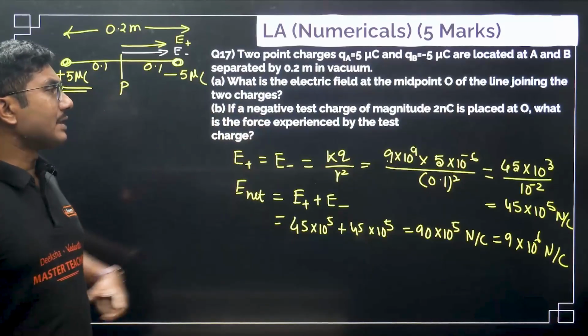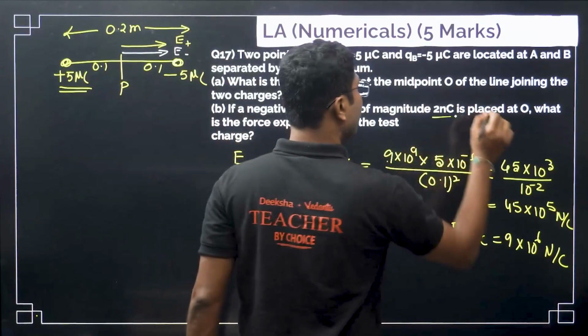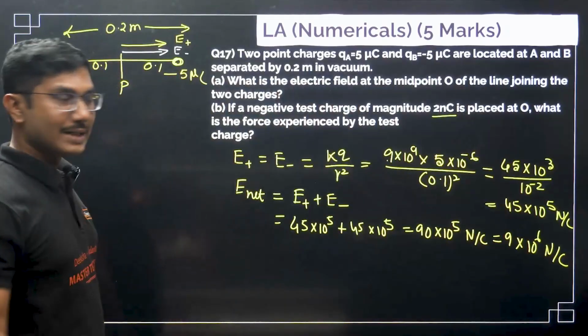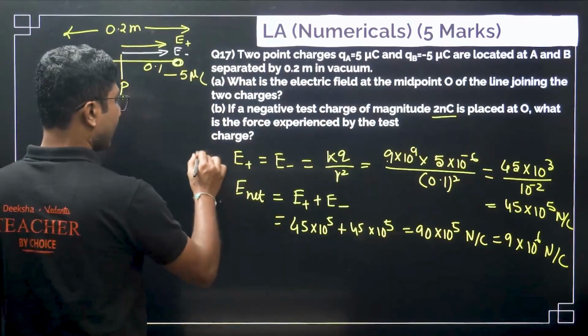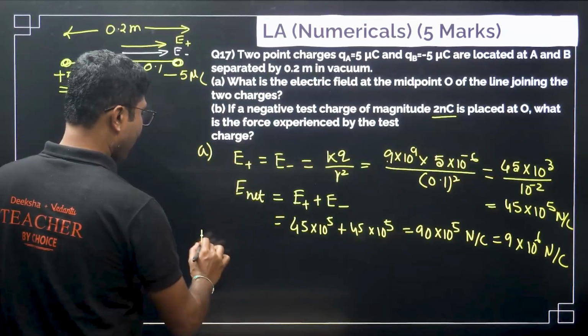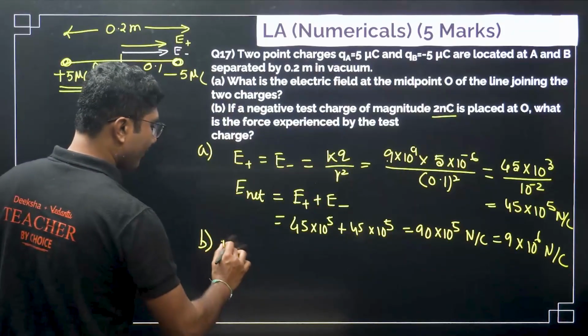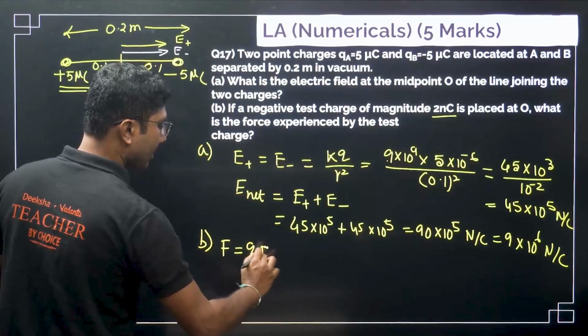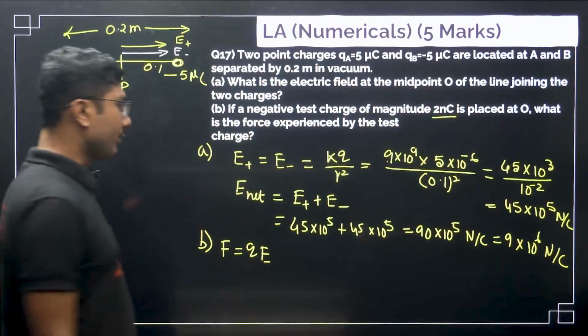If a negative test charge of magnitude 2 nanocoulomb is placed at O, what is the force? So this is part A. Now what is part B? Part B is, we know that force is basically Q into E. Force is basically Q into E.